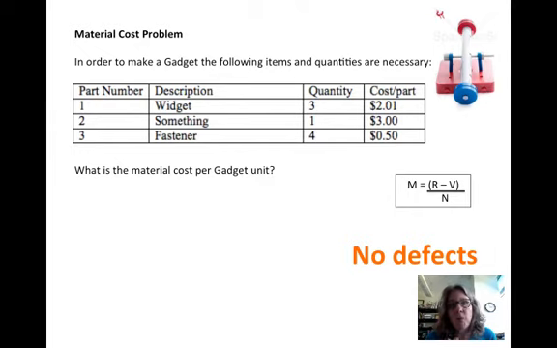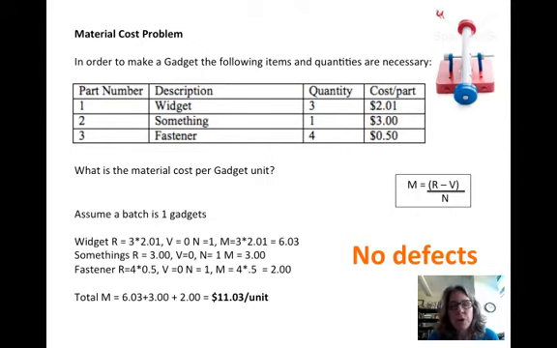Now in this first example we have this gadget that's assembled using 3 different parts: widgets, something, and fasteners, and in addition there's quantities of each and costs of each. So 3 widgets are necessary to make one gadget, and they cost $2.01 per unit. So the question is, how much does it cost? Now this is pretty simple. You would just take 3 times 2.01, 1 times 3, 4 times the 50 cents. But I want to go through and use this equation so we can see how these things work.